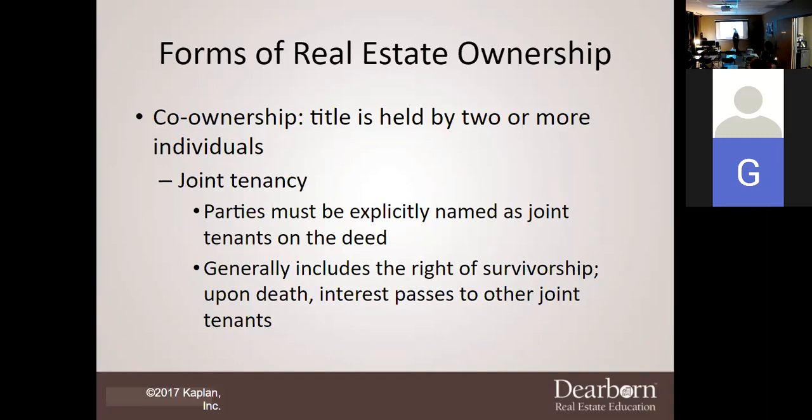So what happens is, in a joint tenancy, as I always tell people, you want to be the last man standing or the last woman standing. Because in that situation, the last person that stands gets 100%. So that's one of those situations with a joint tenancy: that last person inherits everything.